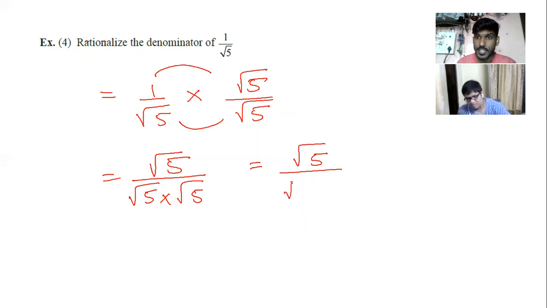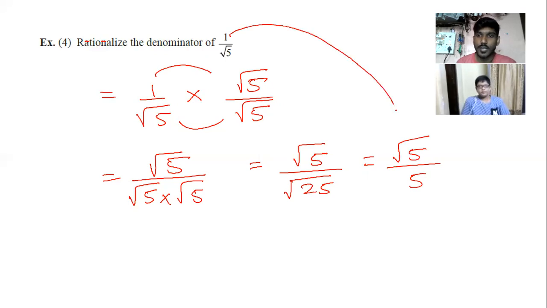Root 10? How 10? 5 plus 5? No, we are not adding. See the sign. So what will happen? Root 25. Yes, root 25. Understood? And what is square root of 25? 5. So you see, we have rationalized the denominator, and this is root 5 upon 5.